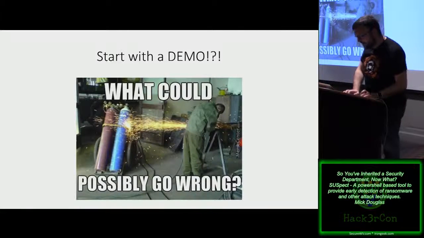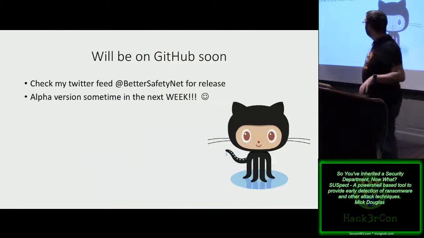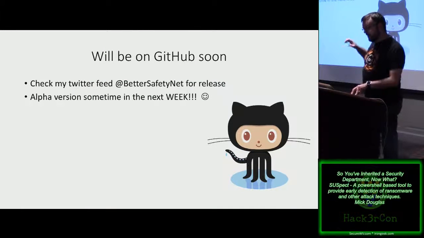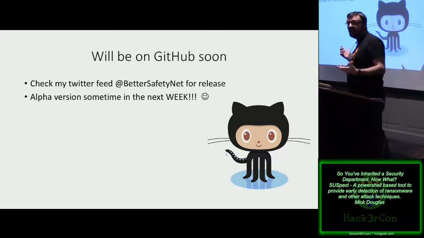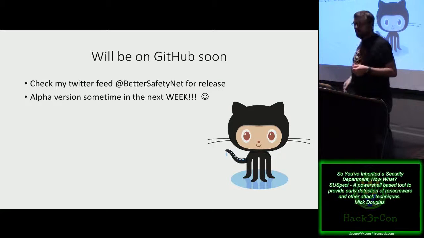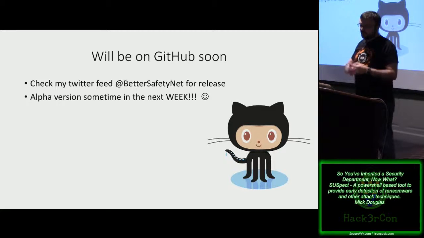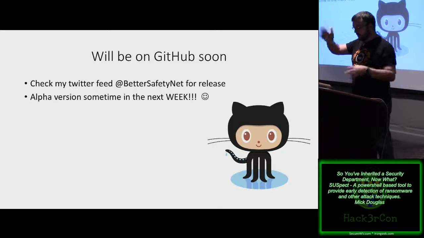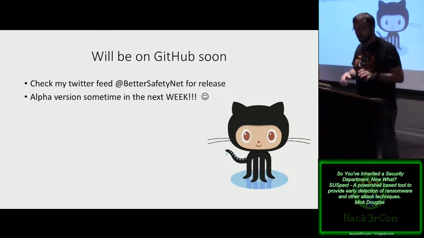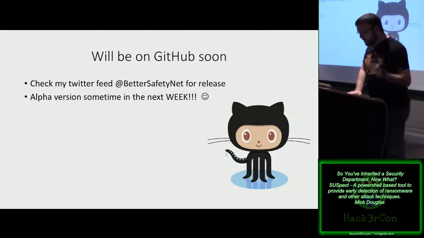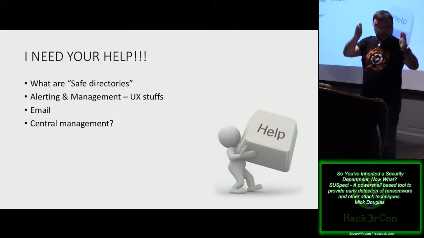Let me dive back to the slides, and I'll show you a little more about how this works. Hey, all right, cool. So demo worked, yay. It's going to be on GitHub soon. There's a couple minor tweaks that I need to make to it. But sometime next week, I'm hoping around Turkey Day. So be checking out Better Safety Net on my Twitter feed, which is where I'll announce it. And it will be up on GitHub. Currently, it's a private GitHub repo, and I'm just going to basically nuke the private and make a whole new from scratch public one.